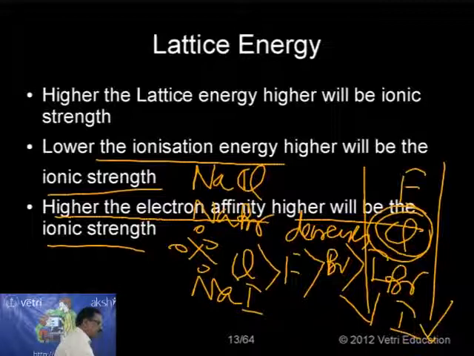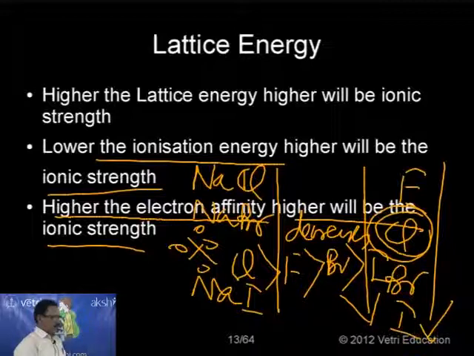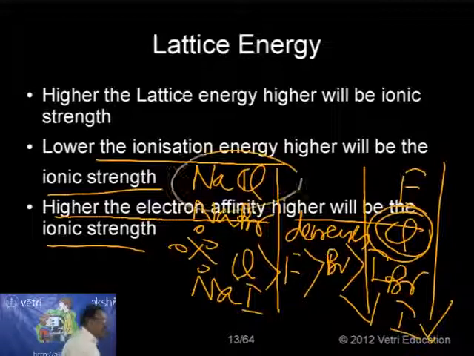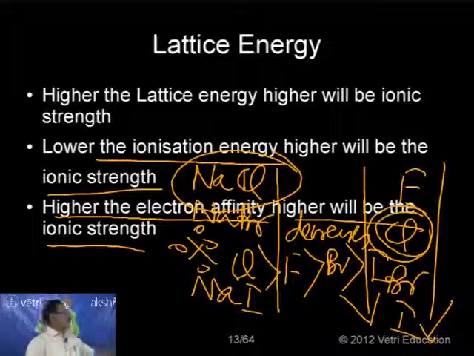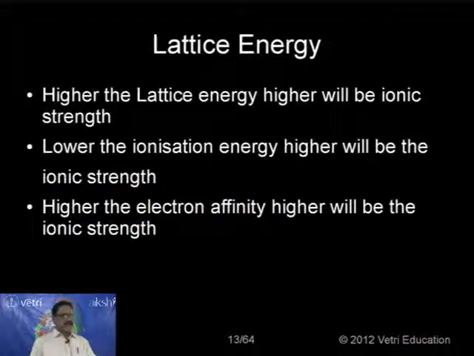Now what will happen: on the left side the metal is common, and on the right side the electron affinity varies. Chlorine has a higher electron affinity than fluorine, bromine, iodine, etc. So automatically, the higher the electron affinity, the higher will be the ionic strength. So sodium chloride will have the higher ionic strength. We can give the comparison from this. This is the most important information. If you understand this basic idea, any question we can easily answer.